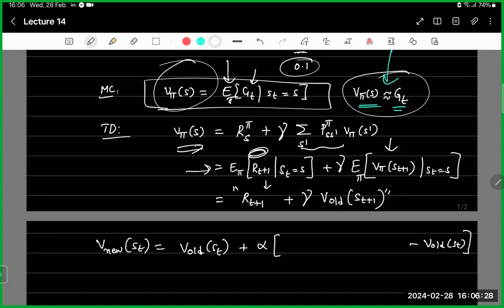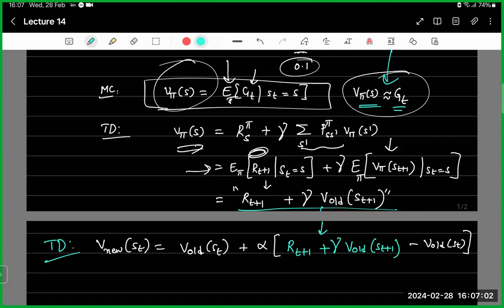The only new thing is here: V pi of S should be there, and instead of V pi of S, we are just substituting this estimate, the expected V pi. So this will be R_{t+1} plus gamma times V old of S_{t+1}. So this is the TD update rule. Okay. Is this clear to everyone?